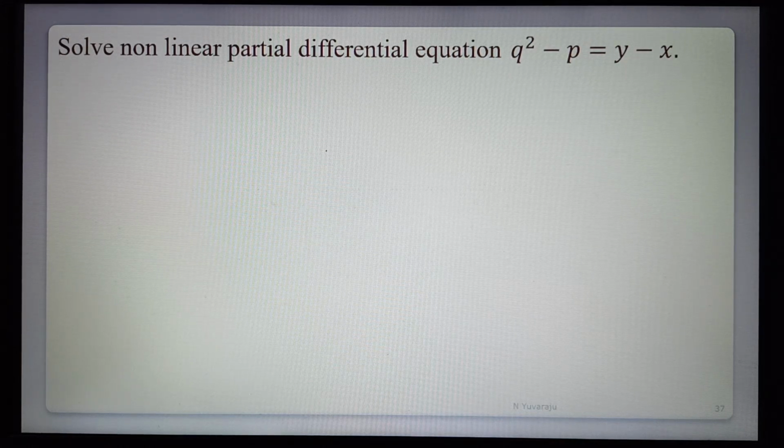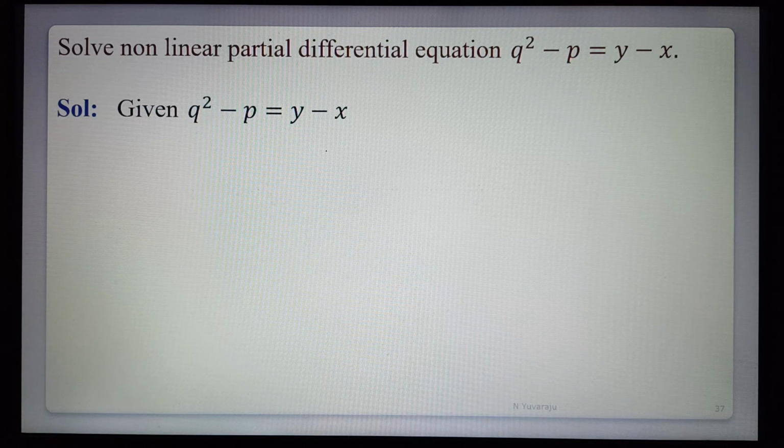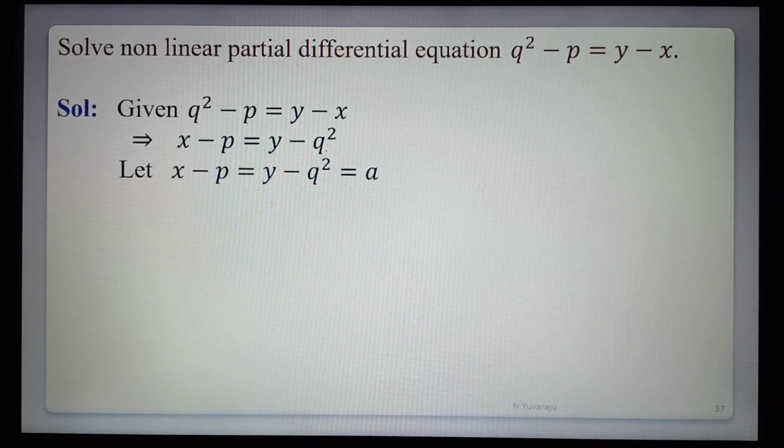Solve the equation q square minus p is equal to y minus x. So this is also an equation containing p, q, x, y but not containing z. This is standard form 3. So separating function of x and p and function of y and q, x minus p is equal to y minus q square. So clearly the variables are separable.